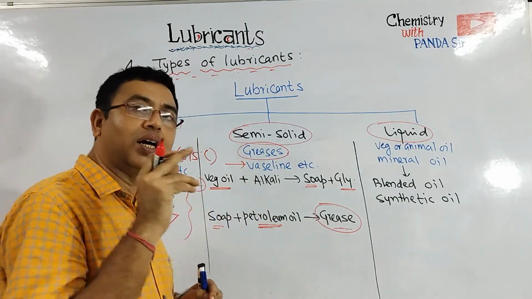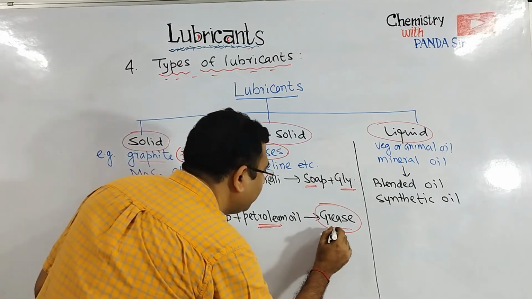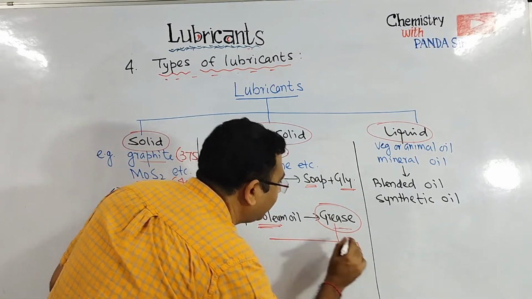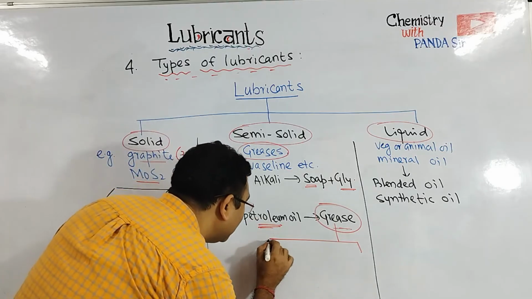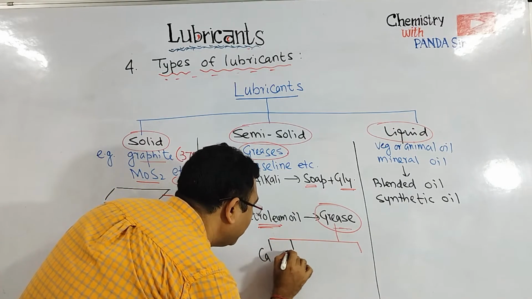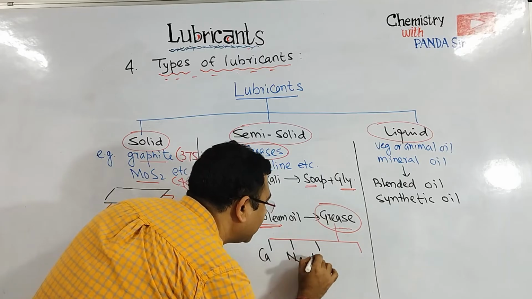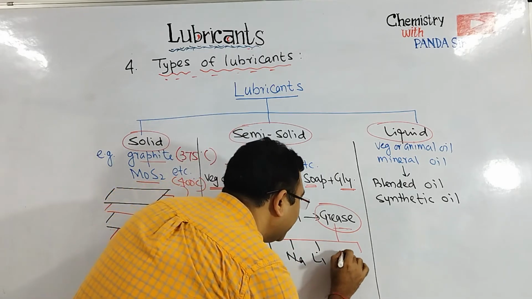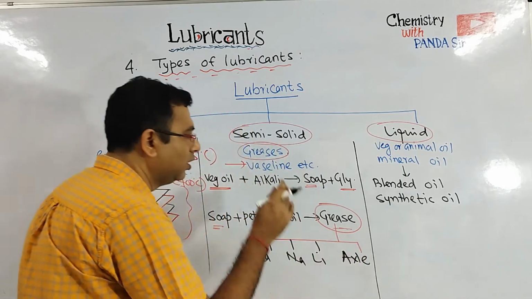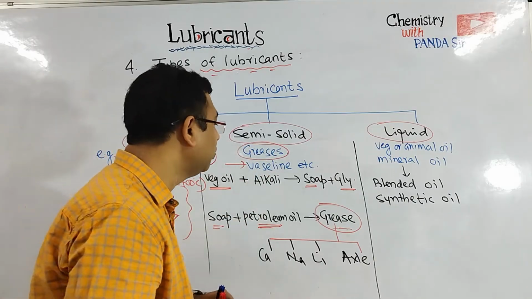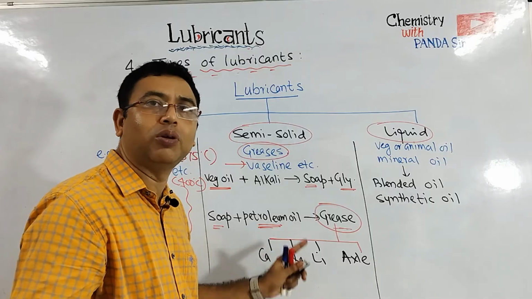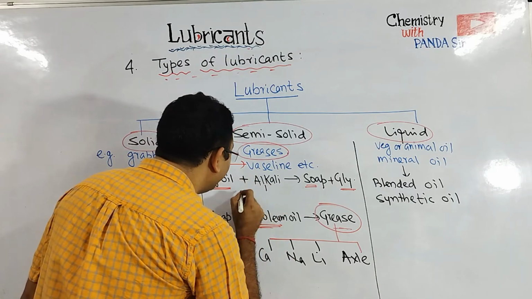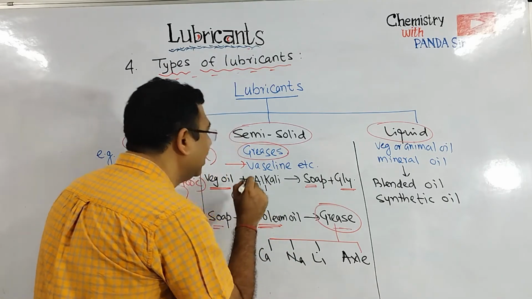Now come to the grease. Grease again is of different types. It may be a calcium based grease, it may be a sodium based grease, it may be a lithium based grease, it may be an axle grease. There are different types of greases possible. Now, who decides whether it will be calcium or sodium or lithium? It purely depends on what kind of alkali you are using.